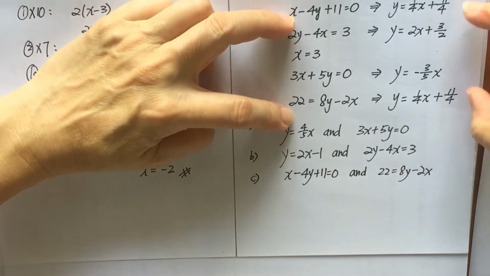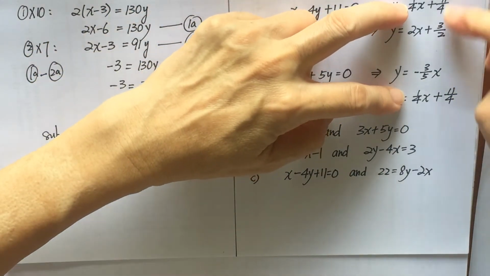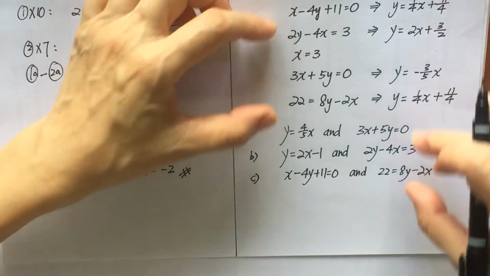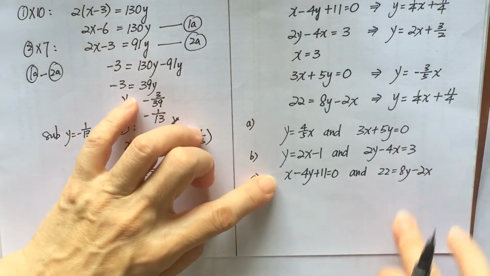Okay, so these two lines, because they are not only parallel, their y-intercepts are the same, which means they are actually the same line. So same line, that means they have infinitely many solutions.